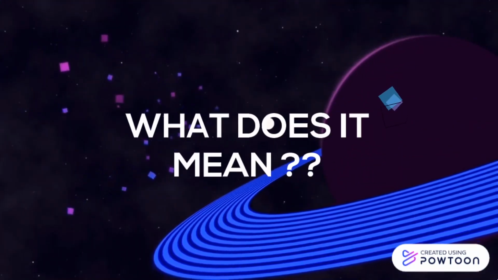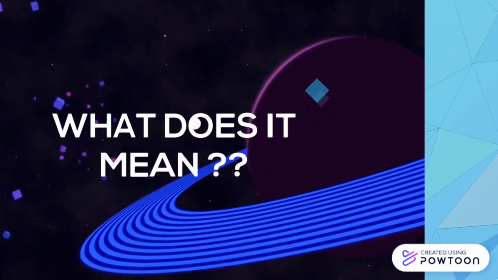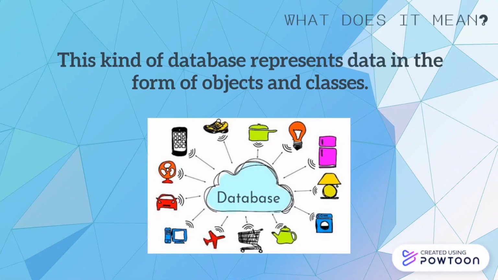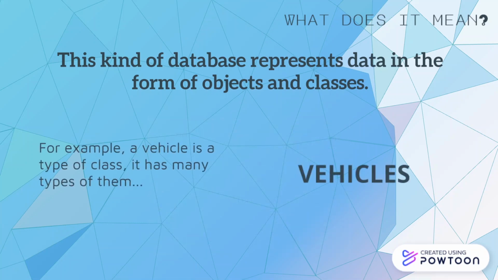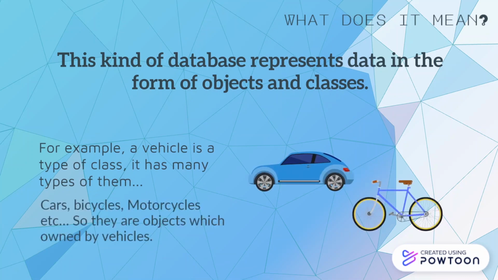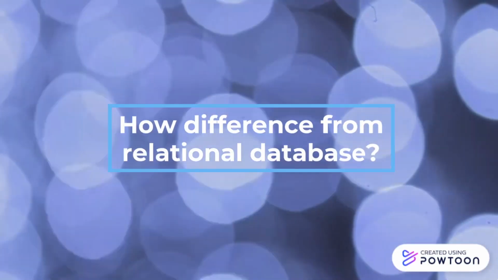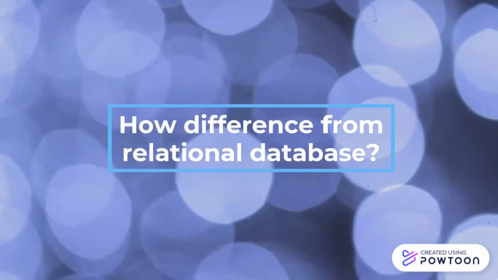So, what does this mean? This kind of database represents data in the form of objects and classes. For example, a vehicle is a type of class and it has many types of them. Cars, bicycles, motorcycles, so they are objects which are owned under the roof of vehicles. We will see the difference between a relational database and object-oriented database.